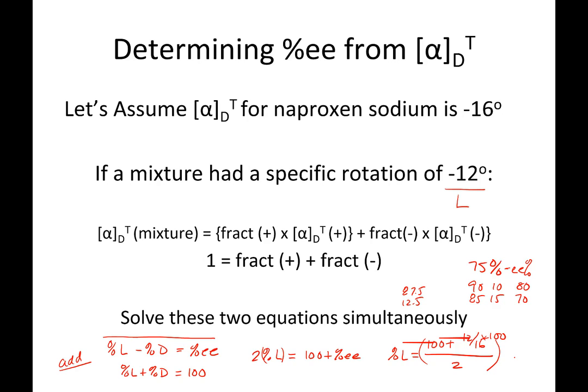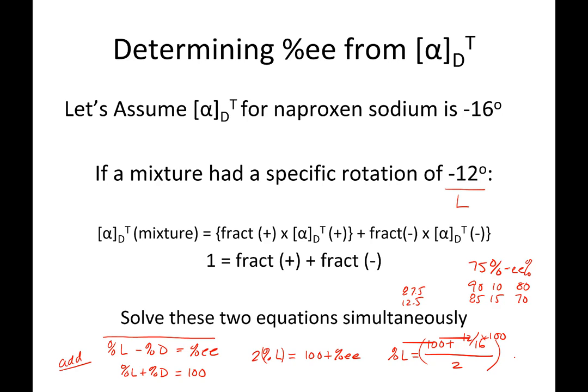But we don't use specific rotation anymore to determine anything other than a gross percent enantiomeric excess. The kind that drug companies are looking for is 99 plus percent. And that's not accomplishable by optical rotation. So there's got to be another method.